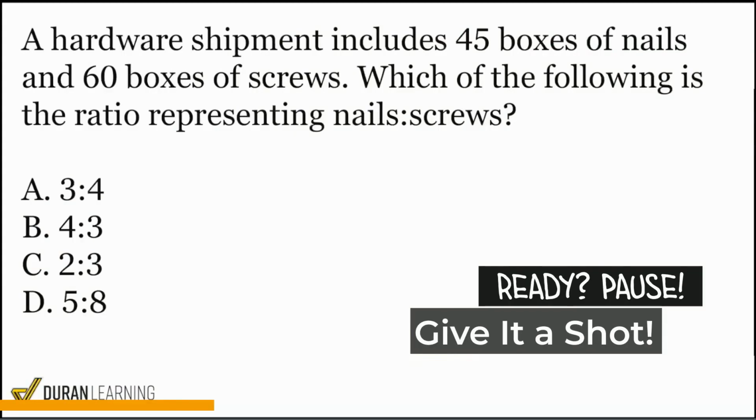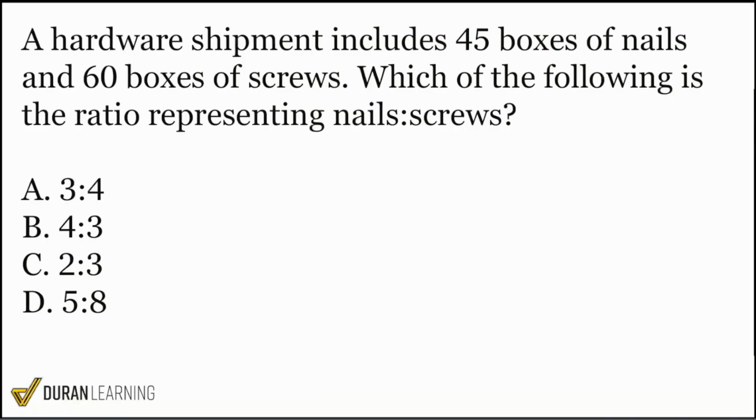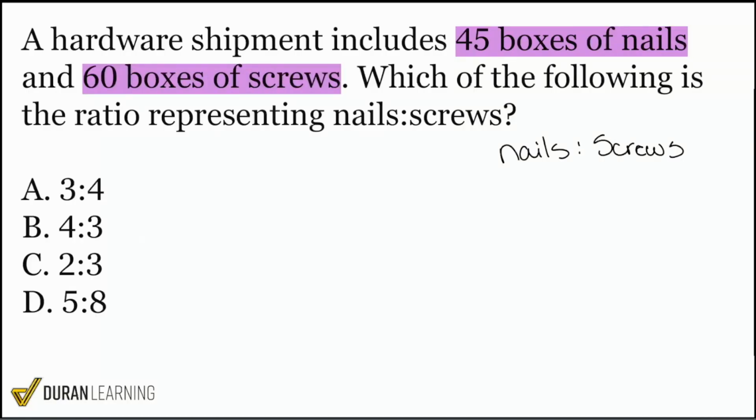All right, let's give this next one a try here, where the first thing we do is read that question sentence. Which of the following is the ratio representing nails to screws? So again, we want the ratio of nails to screws. And that means we're going to have to find the values representing nails and then screws, and then we'll simplify it just like a fraction. So over here, we have 45 boxes of nails, 60 boxes of screws. And so what we'll write down is the ratio of 45 for nails and then 60 over here for screws.